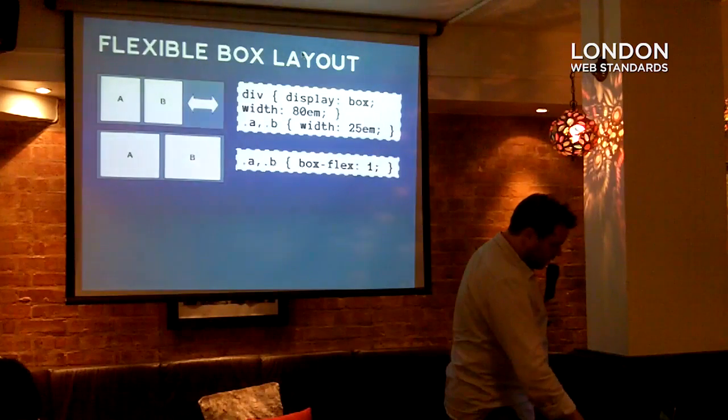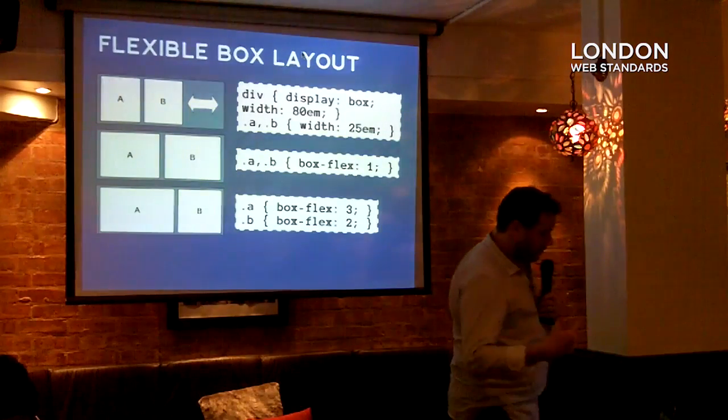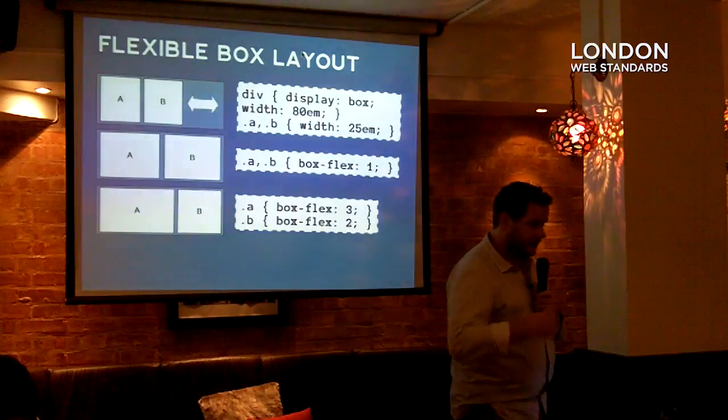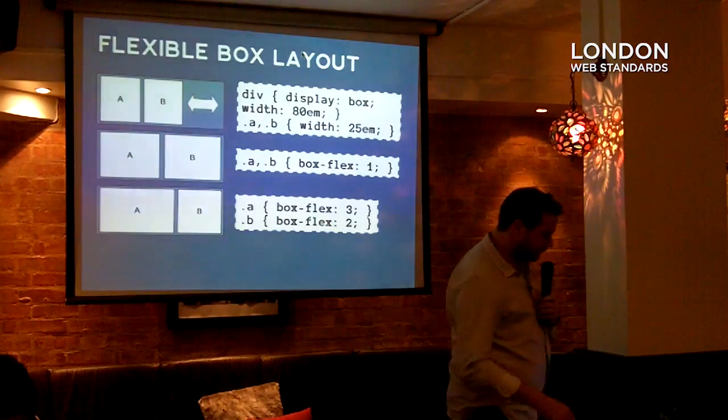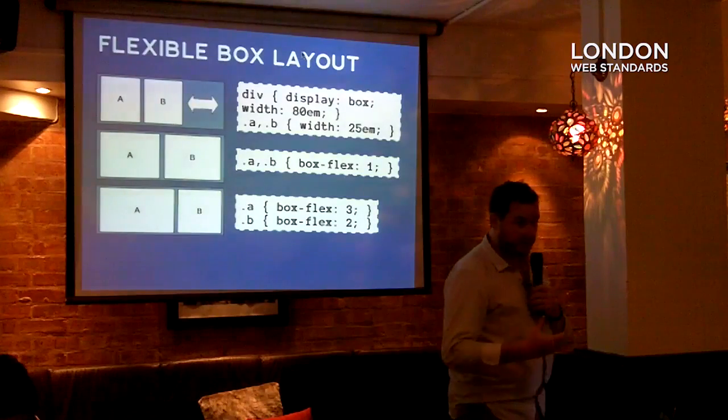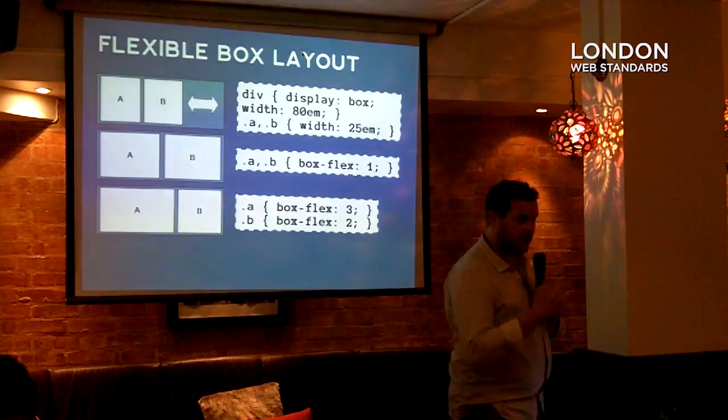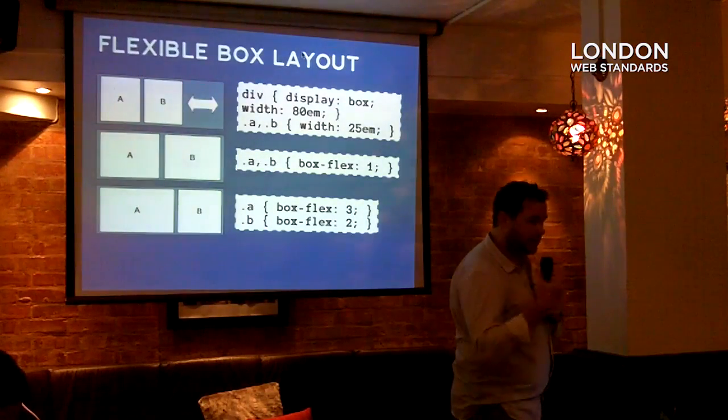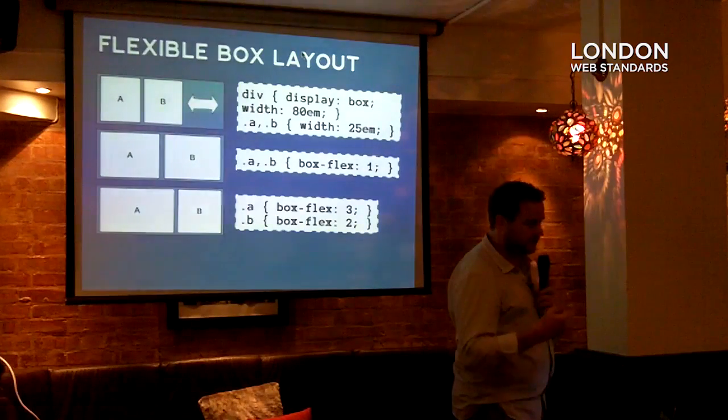But of course, being a ratio, you can set it slightly differently. You can set one to have a box flex value of 3, the other to have 2, and the space gets divided slightly differently between them. It's very useful for responsive layout, things that have got to work on different devices, where you don't want to be calculating constantly.